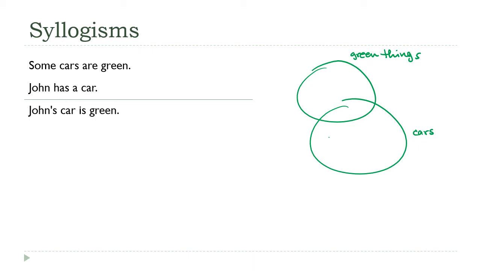Well, what you have to remember is what this is asking: does John's car have to be green? Based on the two assumptions above the line, is John's car being green the only possible conclusion? And it isn't. Maybe John's car goes down here, which is outside of the green circle. So no, these two statements do not mandate that John's car must be green. So this is an invalid argument.